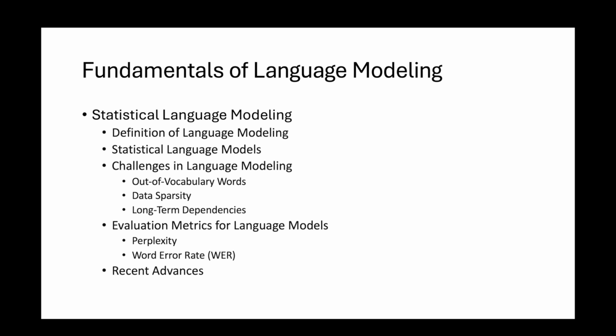Perplexity, a measure of how well a language model predicts a sample of text. Lower perplexity indicates better performance. Word error rate, WER, the percentage of words in a recognized transcript that differ from the reference transcript.